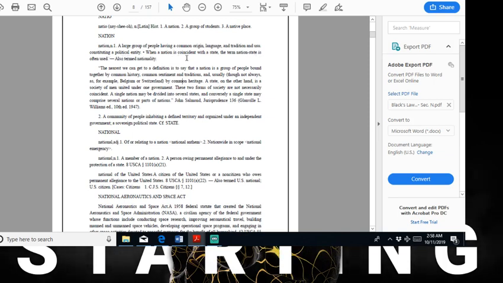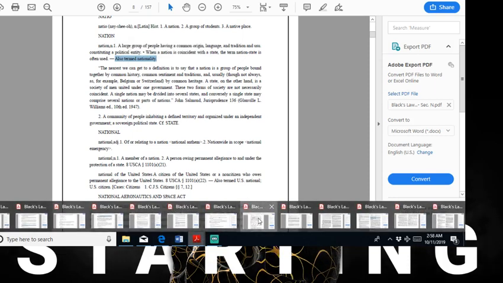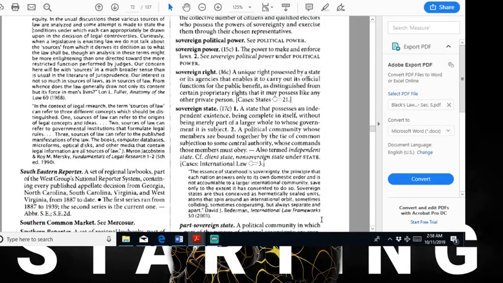When a nation is conceded with a state, the term nation state is often used. Also termed nationality. I'm just gonna break this down for y'all. Let's keep it pushing. We've been doing this. I'm trying to show y'all something.